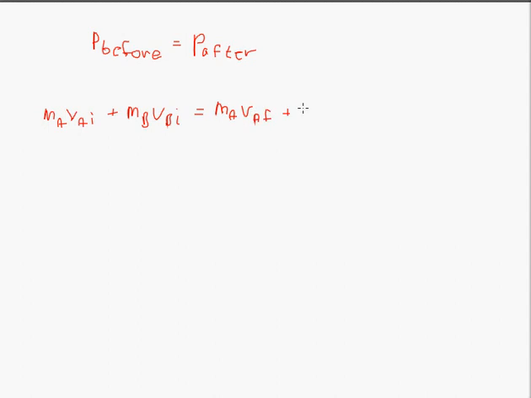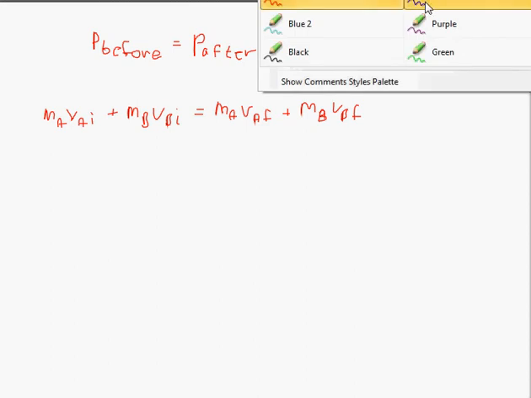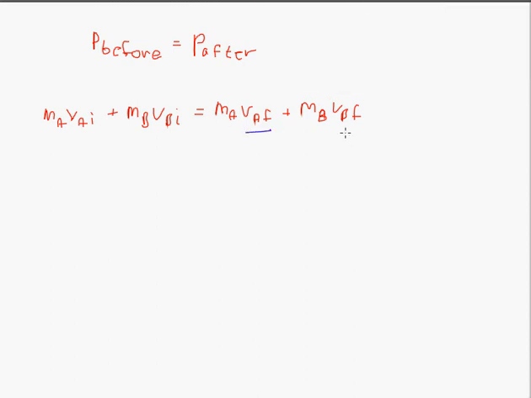MAVAF plus MBVBF. Okay? Now, this is important here. They stick together. Remember I stressed that before. And when you stick together, guys, these two velocities are the same. So this can be rewritten as MAVF plus MBVF. And you can just combine these. Now you'd say (MA plus MB) VF. You just factored it out. And that equals the other side.